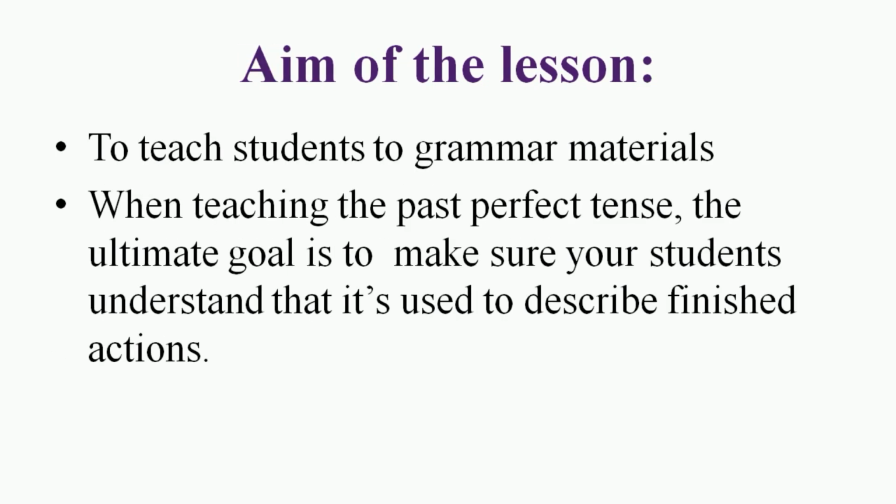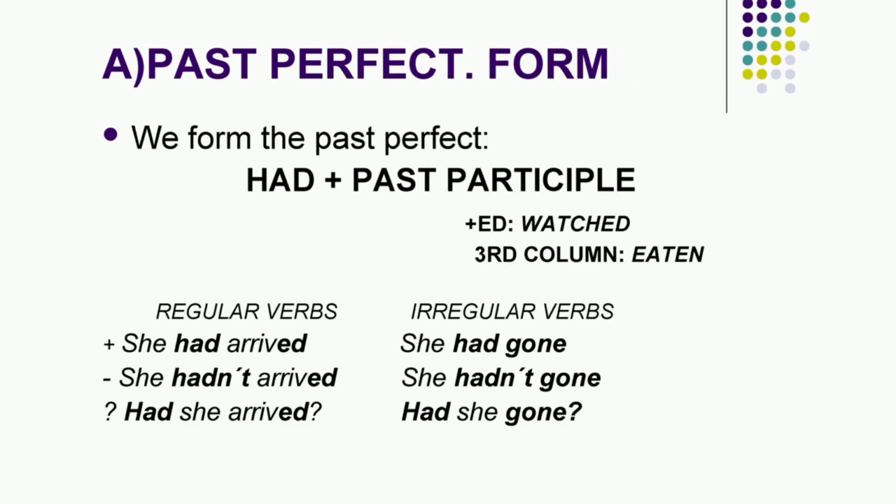The aim of our lesson is to teach students grammar materials during the lesson. When teaching the past perfect tense, the ultimate goal is to make sure your students understand that it's used to describe a finished action. Okay, the form of the past perfect tense. We form the past perfect tense as had plus past participle, that is to say, the third form of the verb. If it's a regular verb, we add the -ed ending. If it's an irregular verb, it's the third column of the irregular verbs.